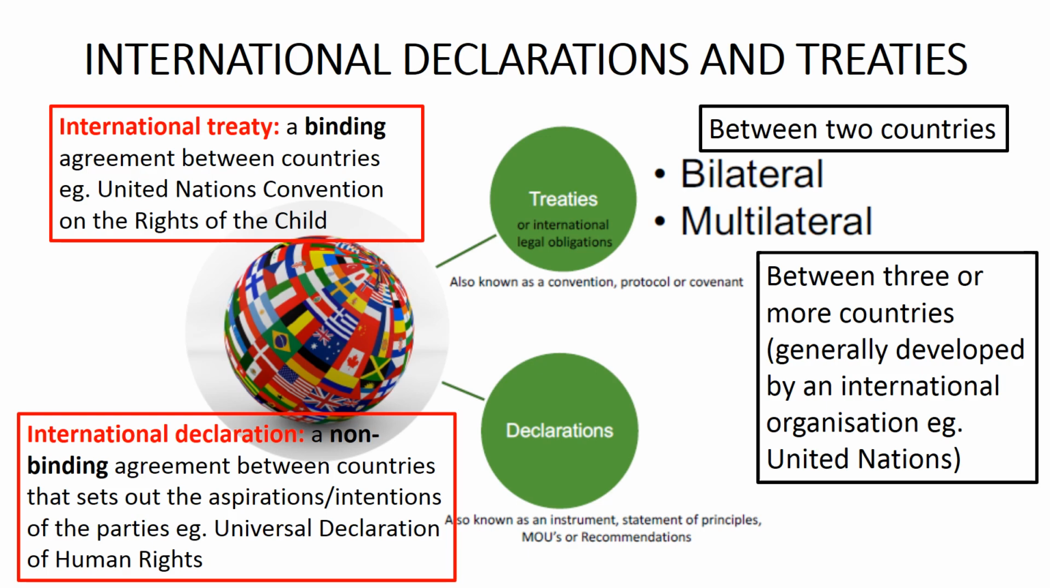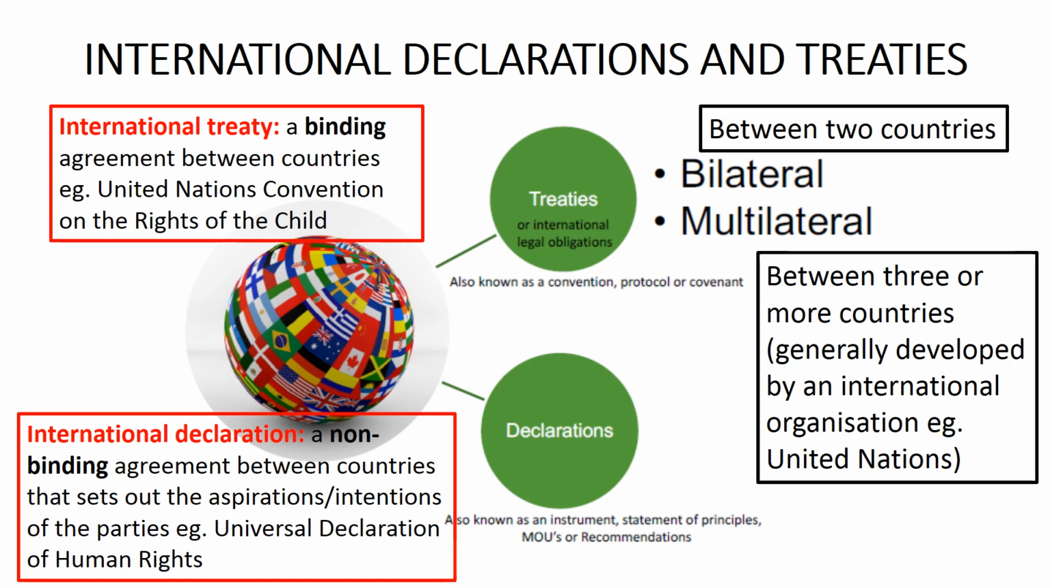A treaty may be just between two countries, in which case it is called a bilateral treaty, or else it may be between 3 or more countries, in which case it is called a multilateral treaty. Multilateral treaties are typically developed by an international organisation such as the United Nations, and then countries are invited to sign up to that treaty.